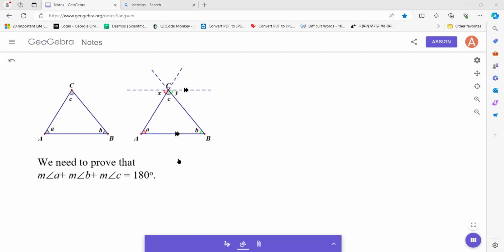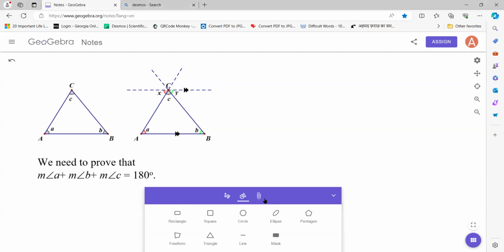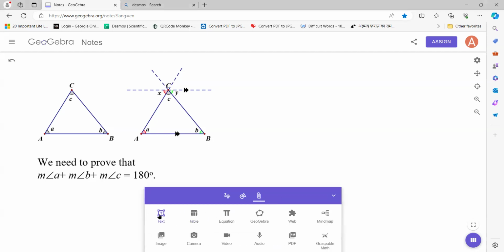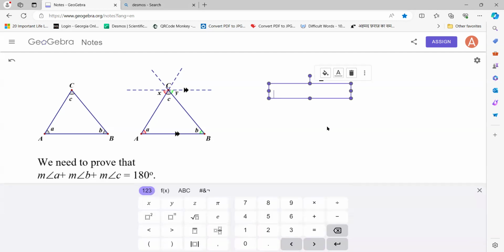Now, in order to prove it, we'll have to draw a line through point C that's parallel to AB. Then we can say angle A and angle X are congruent. Let's write it down here. Proof.